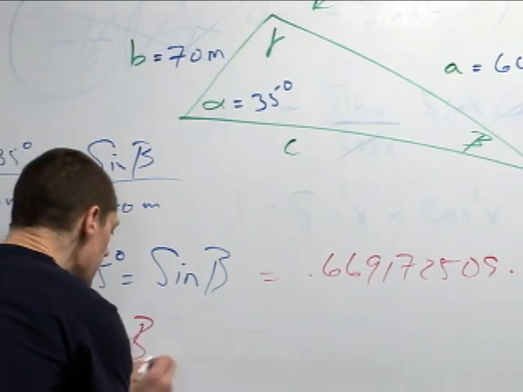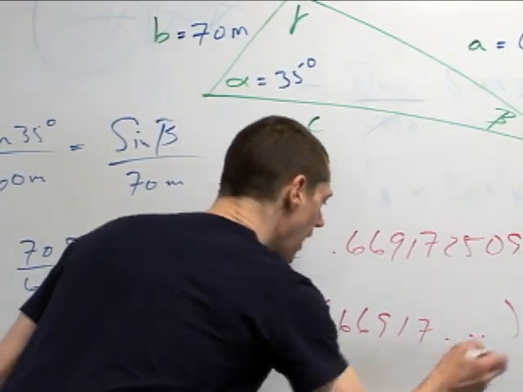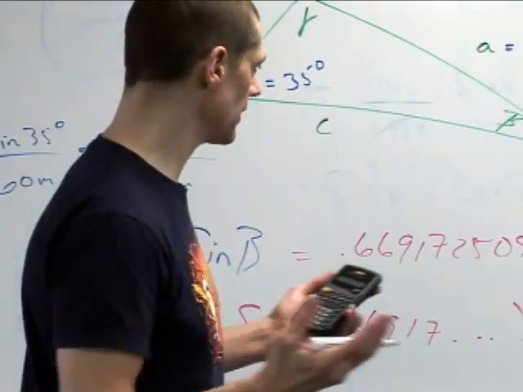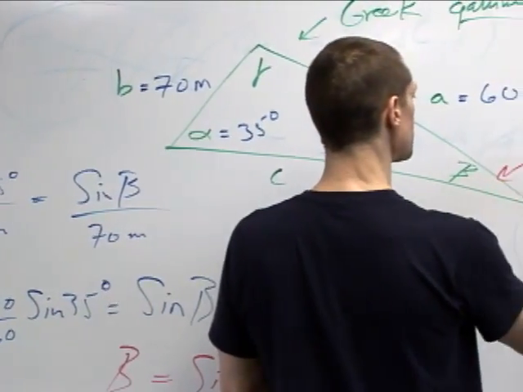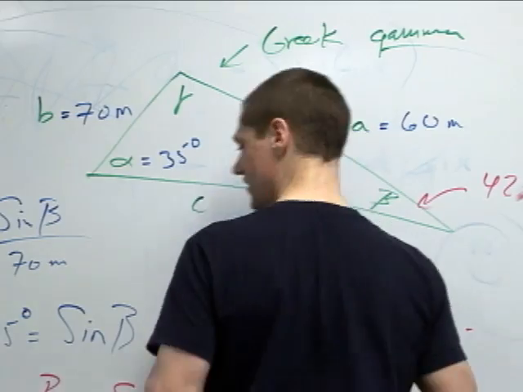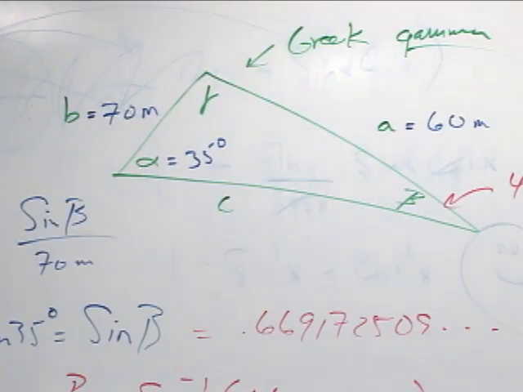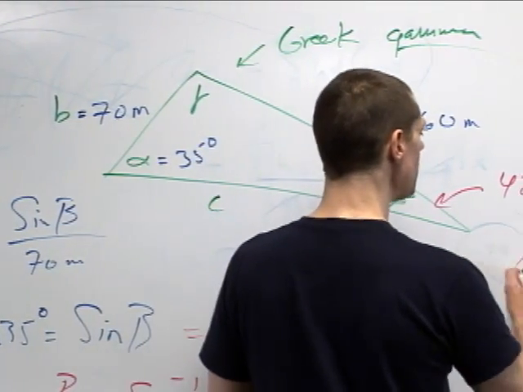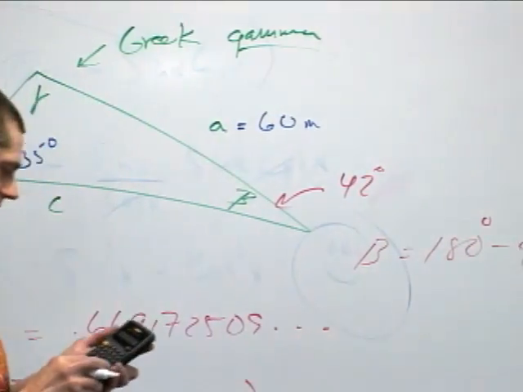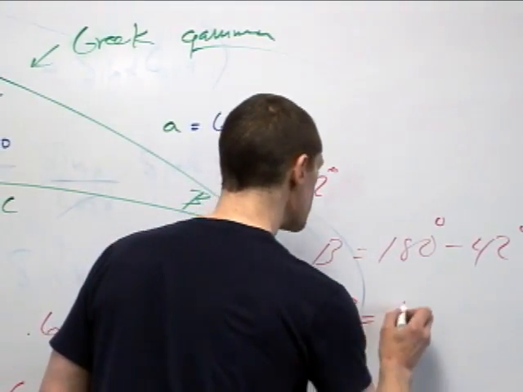That means that beta is equal to arc sine of 0.66917. I'll hit my arc sine button, and I get 42.0032 degrees. We've been approximating to the hundredth, so we're just going to call this 42.00 degrees, or just 42 degrees. But remember, we use the law of sines here. There's another possibility. It's also possible that beta is equal to 180 minus 42 degrees, which would be 138 degrees. So here's your other possibility, 138 degrees.